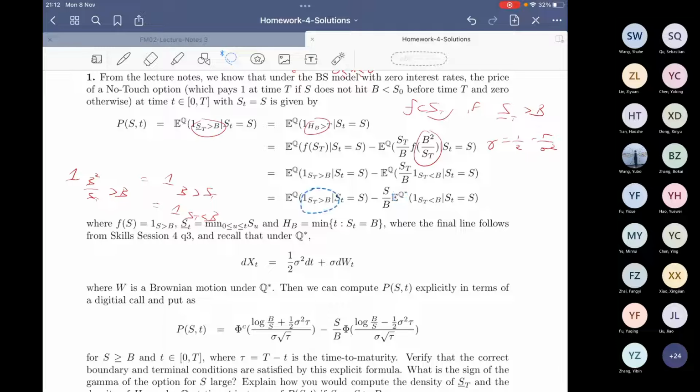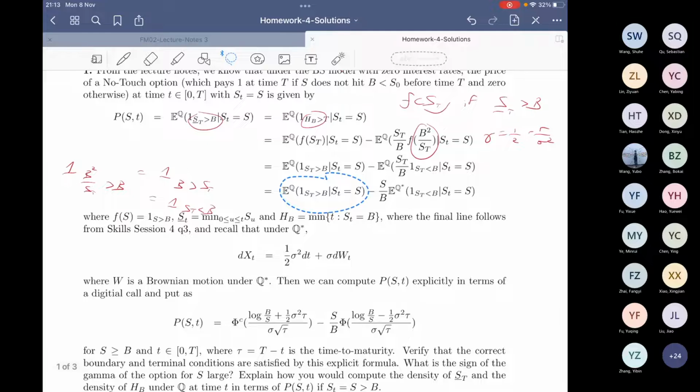Both of these expectations are fairly easy to compute. They're just like the digital calculations that we've done in the past. The only difference is that you need to remember that the stock price, and also the log stock price, has a different drift here compared to the S where we're working under Q. This is in the notes somewhere where we price a digital option under Black-Scholes. So this would be a digital call option. Some of you might even be able to do this in your head, innit?